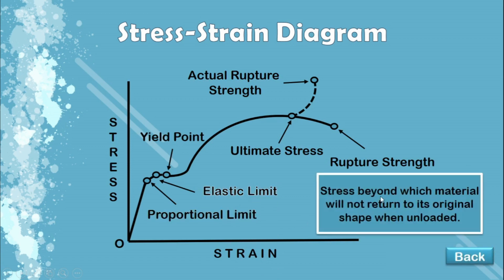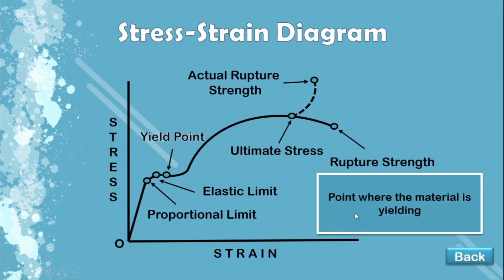Elastic limit, the stress beyond which the material will not return to its original shape when unloaded, but within which, after being loaded, the material returns to its original shape and dimension. Now, yield point. It is a point at which there is an appreciable elongation or yielding of material without any corresponding increase of load. Ultimate stress, the highest ordinate on the stress-strain curve. It is commonly taken as the maximum stress of a material.